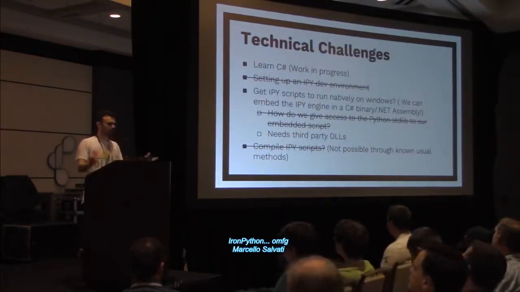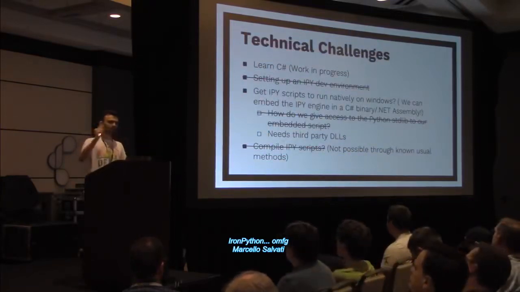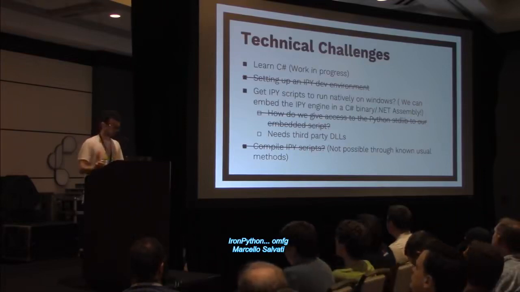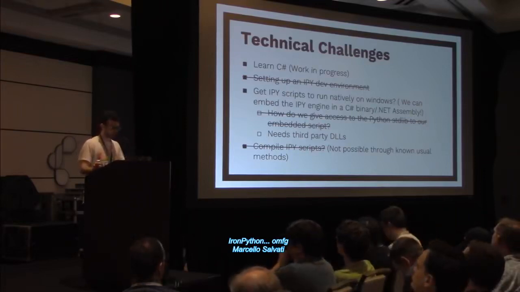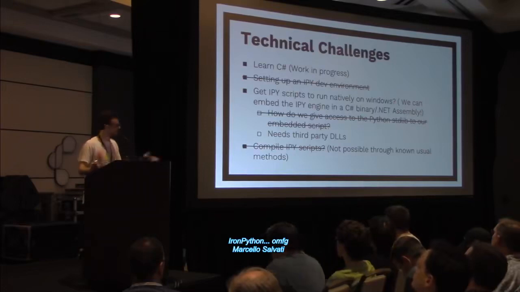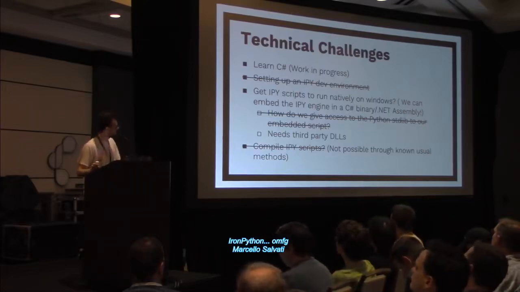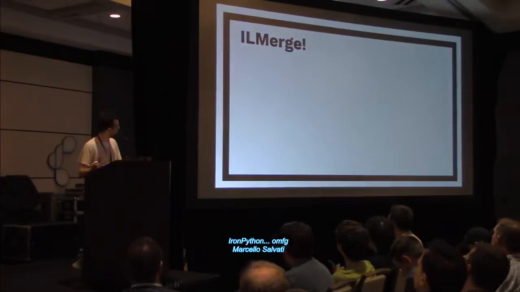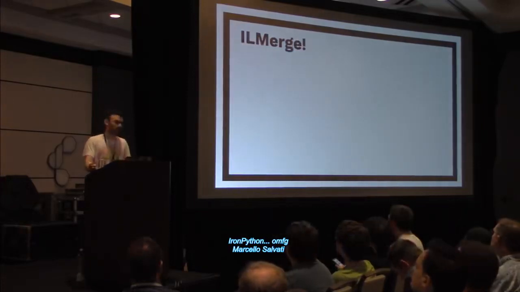So now we solved the second problem. We have access to the Python standard library for the script that we embedded within the C# binary, using the IronPython engine. Now the problem, which I thought was going to be a lot more complicated than this, is that it needs the third-party DLLs. It needs those IronPython DLLs that are not shipped by default in the .NET framework.